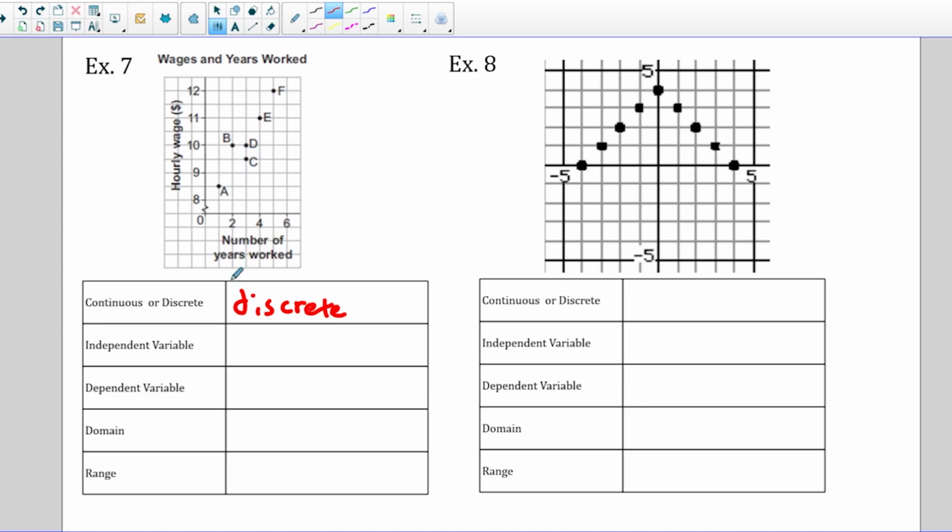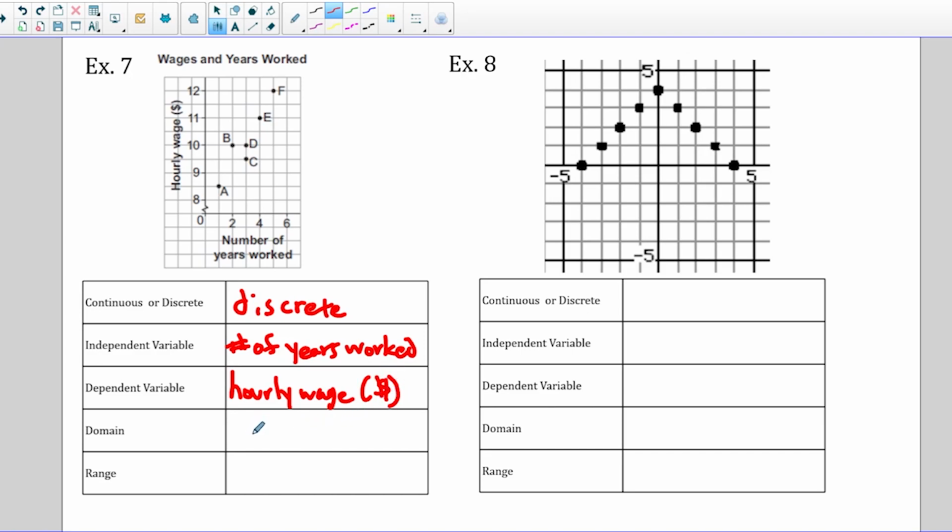For the independent variable, because we're actually looking at something other than x, in this case, we're looking at number of years worked, we can simply state that the independent variable is the number of years worked, which means that your dependent variable will be the hourly wage in dollars, and we can add that on.